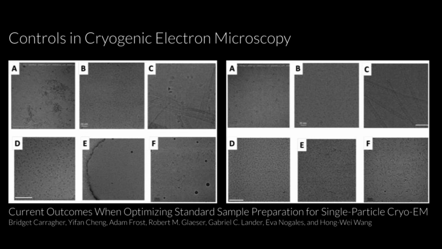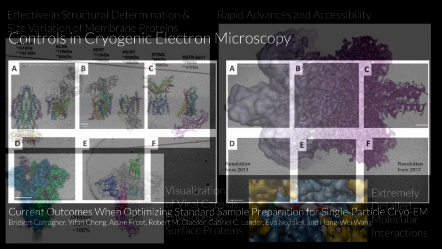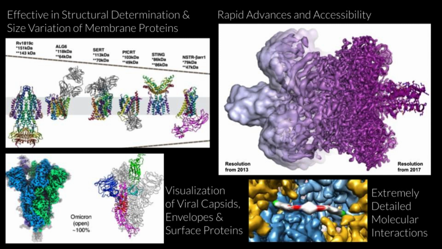But with all of these controls, as well as plenty more that I didn't mention, all collectively contribute to the reliability of the data and accuracy of the 3D reconstructions, and make sure that the observed structures are a true representation of the biological specimens. And when these experiments are done properly, there are a lot of advantages to using this method.